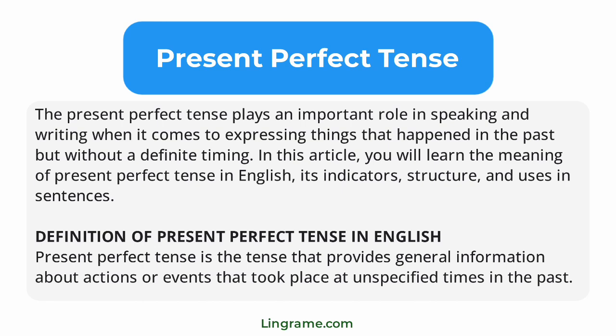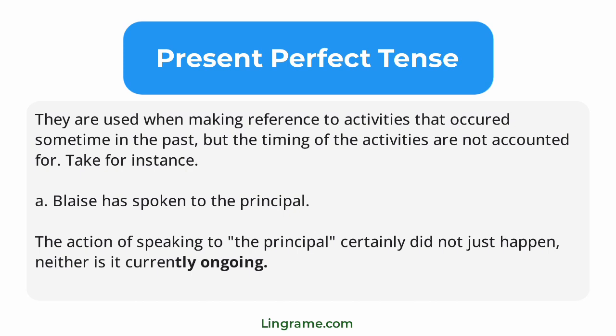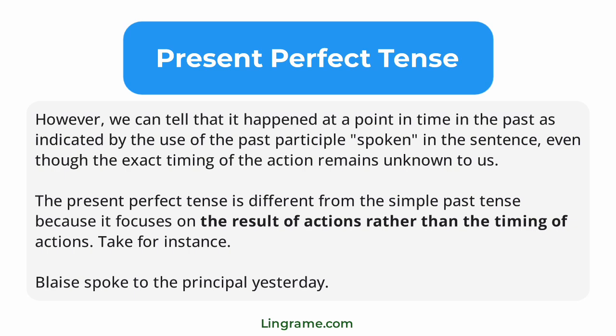Present perfect tense is the tense that provides general information about actions, or events that took place at unspecified times in the past. They are used when making reference to activities that occurred sometime in the past, but the timing of the activities are not accounted for. Take for instance, Blaise has spoken to the principal. The action of speaking to the principal certainly did not just happen, neither is it currently ongoing. However, we can tell that it happened at a point in time in the past, as indicated by the use of the past participle, spoken, in the sentence, even though the exact timing of the action remains unknown to us.